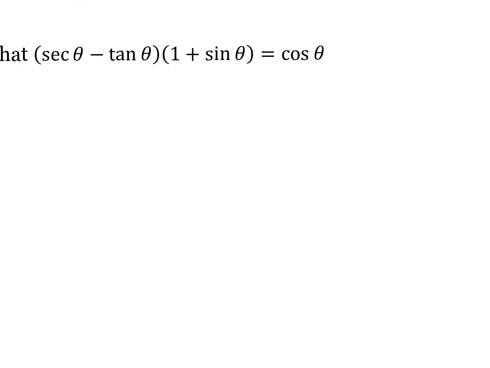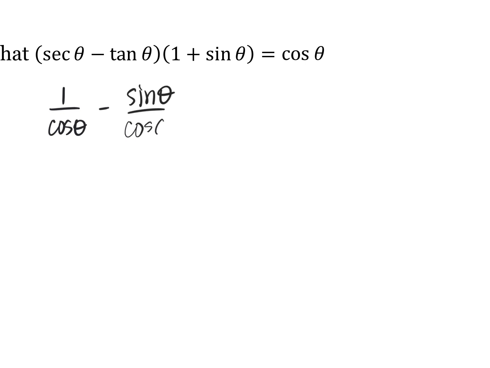Page 7. The left side looks beefier than the right side, so I'm going to go with the left side. Would you rather write in terms of sine and cosine or distribute? There's not a right answer. You could do it either way. You said let's go in terms of sine and cosine. Secant would be the same as 1 over cosine, minus sine over cosine.